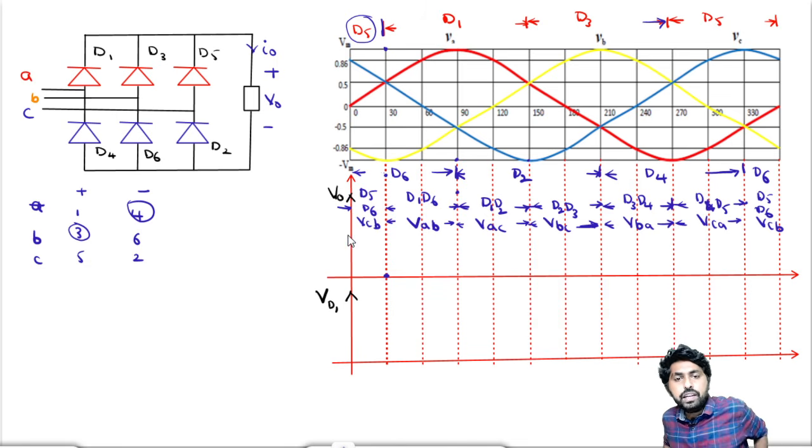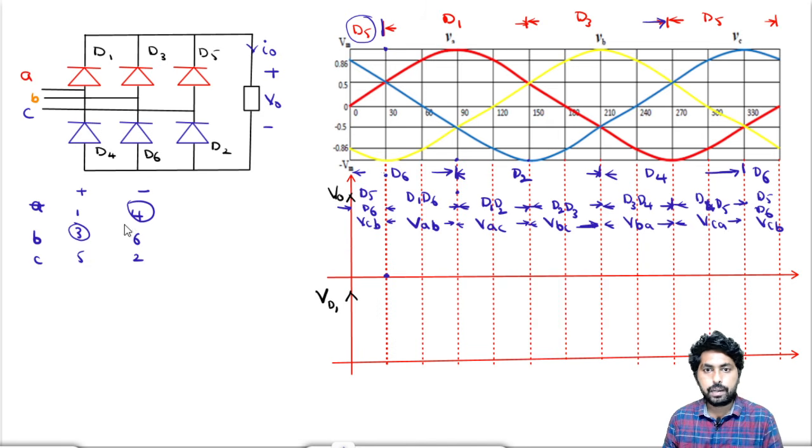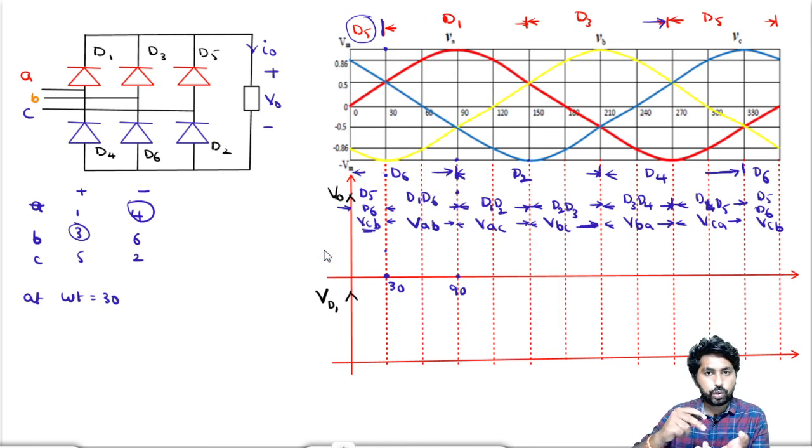Now find it for one cycle. If you find it for one cycle, it is sufficient, as it will repeat for the remaining cycles. Let me find it for one cycle. From 30 to 90 degrees, at omega t equal to 30 degrees, VCB is ending and VAB is starting. So I need to find both VCB as well as VAB. How can I find VCB at 30 degrees?